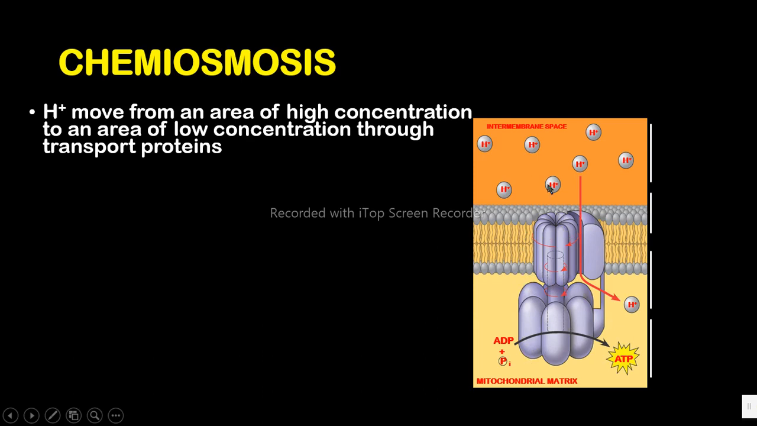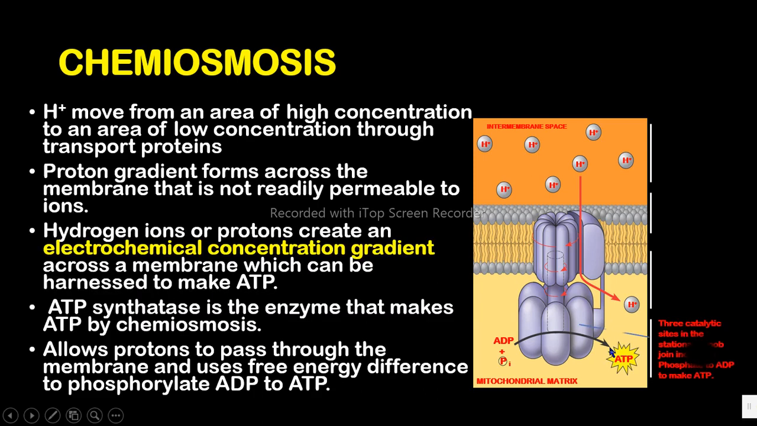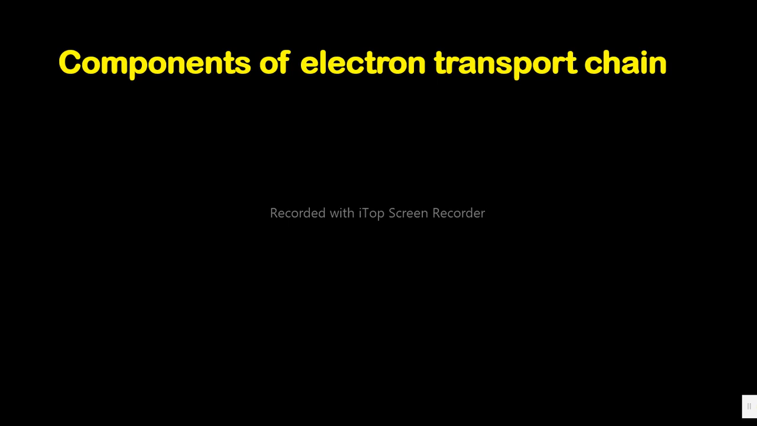synthetase, whereby it allows the inflow of hydrogen ions. There is a high electrochemical gradient between the intermembrane space and the inner mitochondrial matrix, and that electrochemical gradient is used to add an inorganic phosphate to ADP to produce ATP. And that was chemiosmosis, and we dissected it the other time. Okay? So now let's talk about the electron transport system.